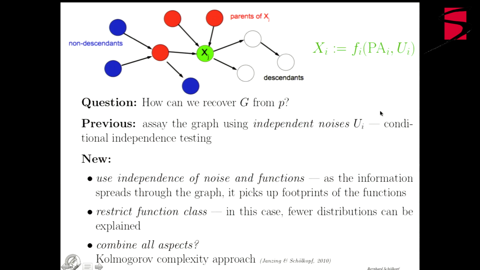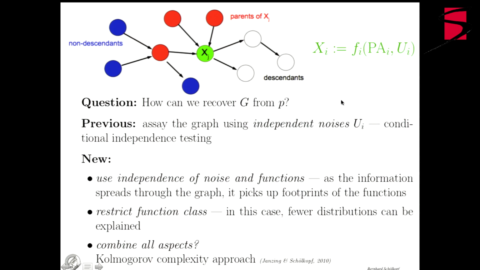So where do we stand regarding what I referred to as the central problem before? How can we recover the graph from the distribution? I told you before that the existing methods that do conditional independence testing exploit the fact that we feed in independent noises at each node. These noises then spread through the graph and pick up a footprint of the topology of this graph, which can be picked up by asking conditional questions of the form: what does this node know about this one that this one doesn't know, etc.